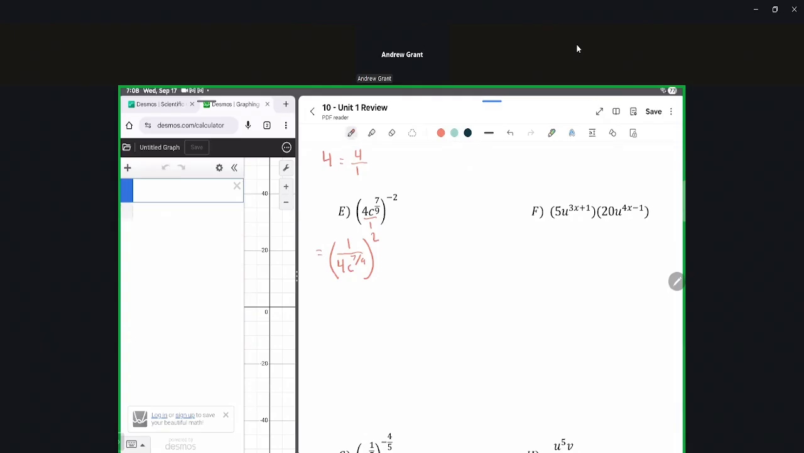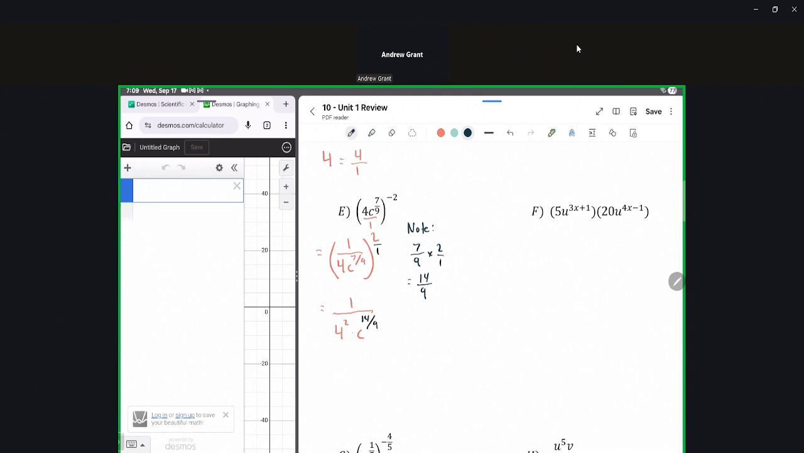Next thing we want to do is apply the exponent of 2. So 1 to the power of 2 is simply 1 over top of 4 to the power of 2 multiplied by c to the power of. Now, we have c to the power of 7 over 9 to the power of 2. So we want to multiply those two fractions. So note that if you have 7 over 9 times 2, that's the same thing as times 2 over 1, which means it's going to be 14 over 9, which will be our solution.